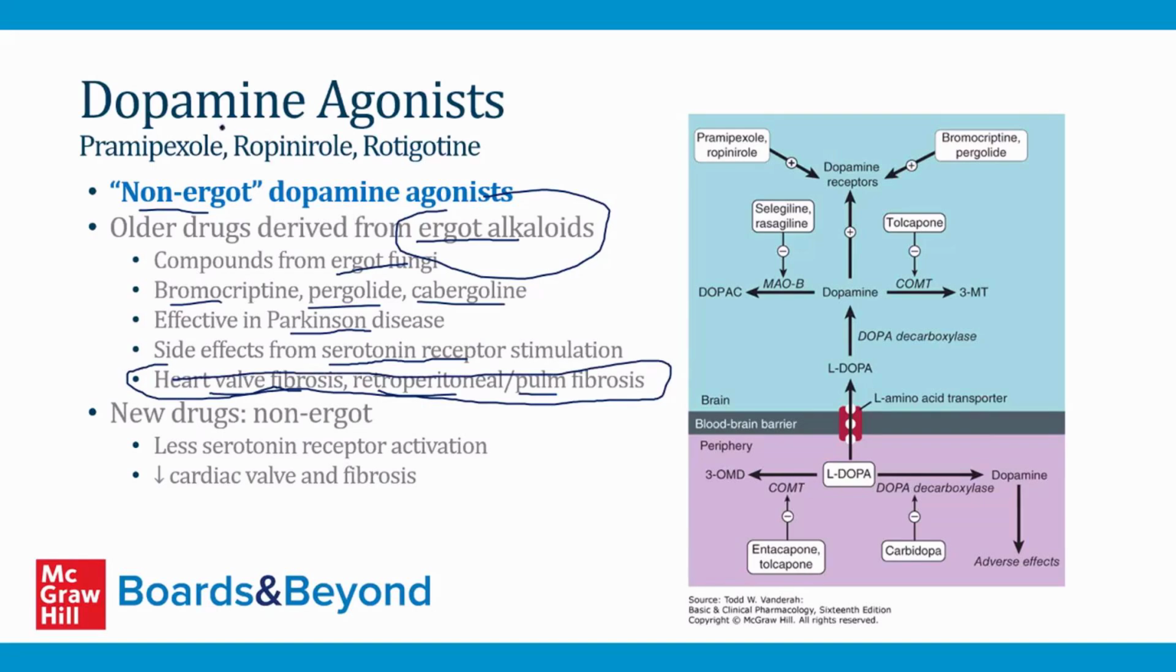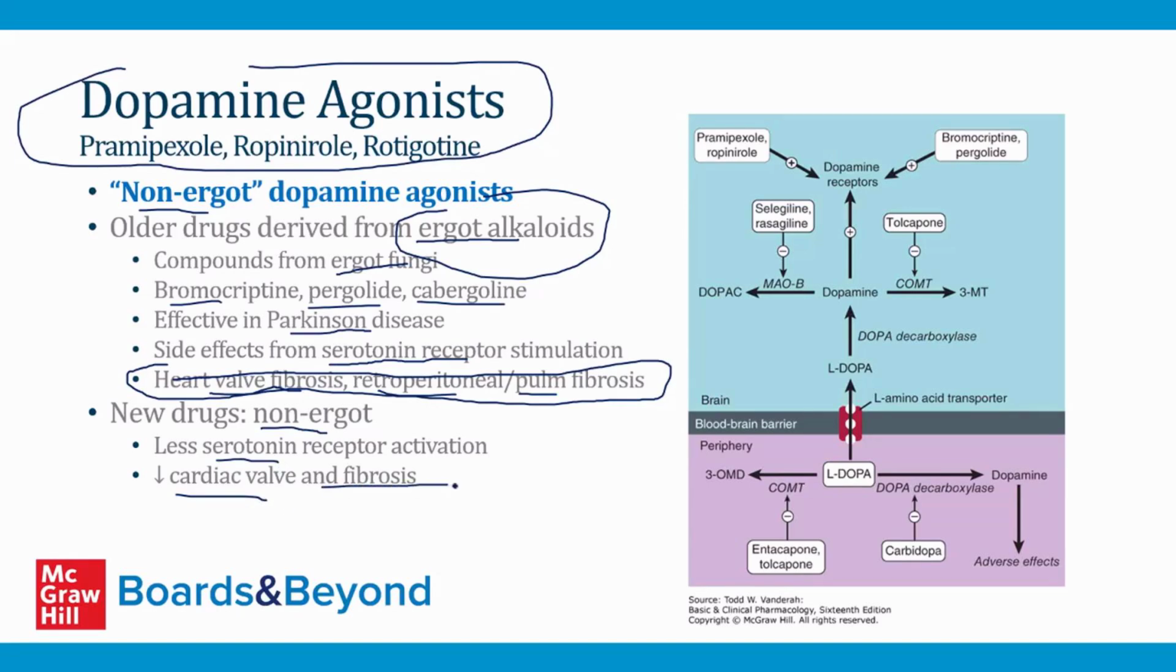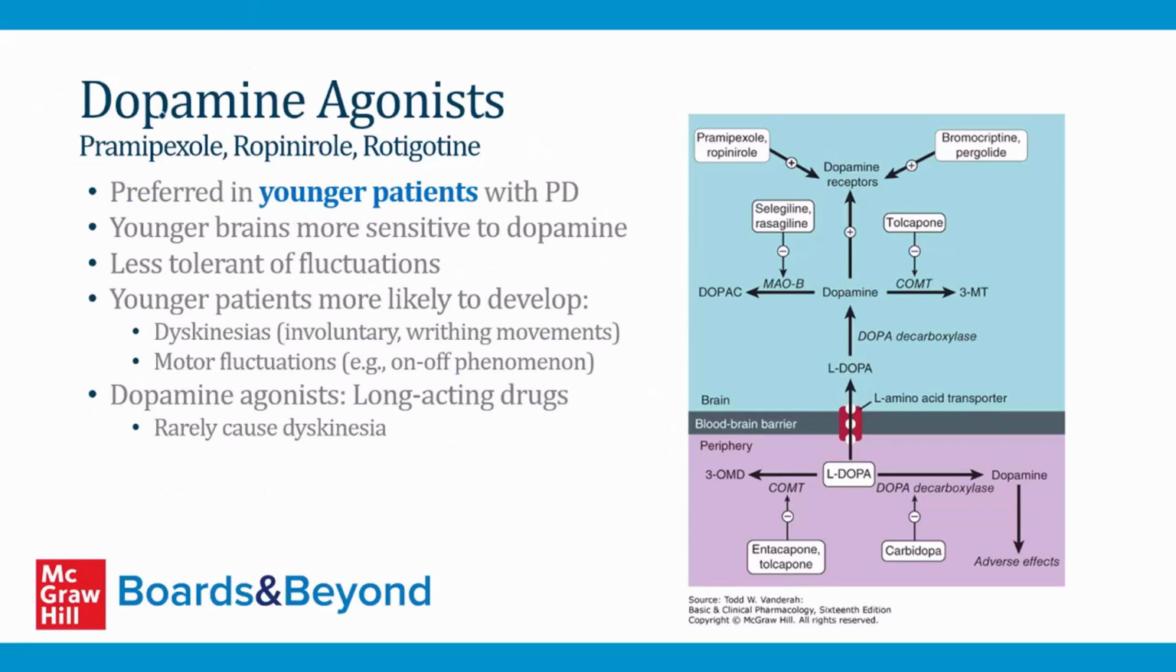So for this reason, these new drugs shown here were derived from this older class. They are called non-ergot drugs. They have less serotonin receptor activation, and therefore there's a much lower risk of cardiac valve and other types of fibrosis. You should be aware that the dopamine agonists are the preferred drugs in younger patients with Parkinson's disease.